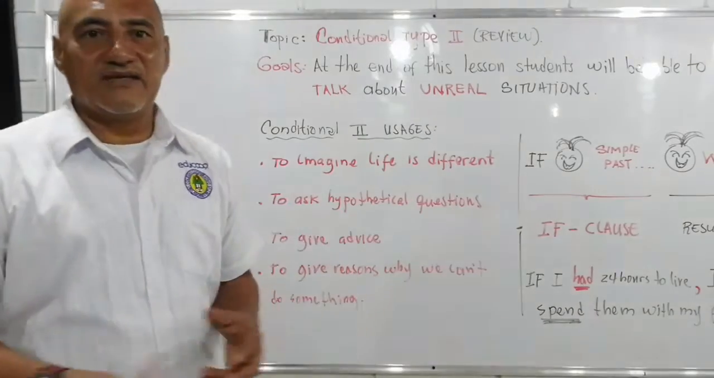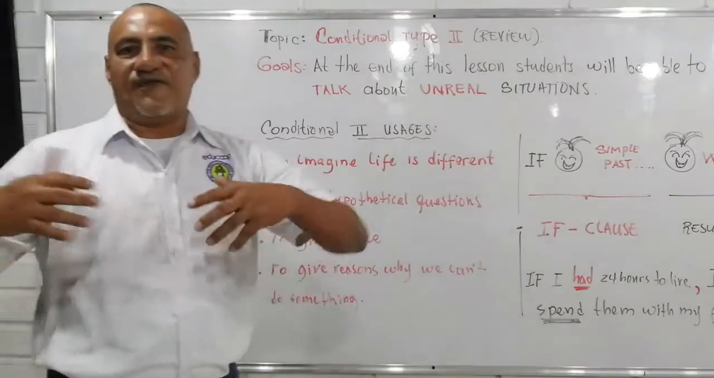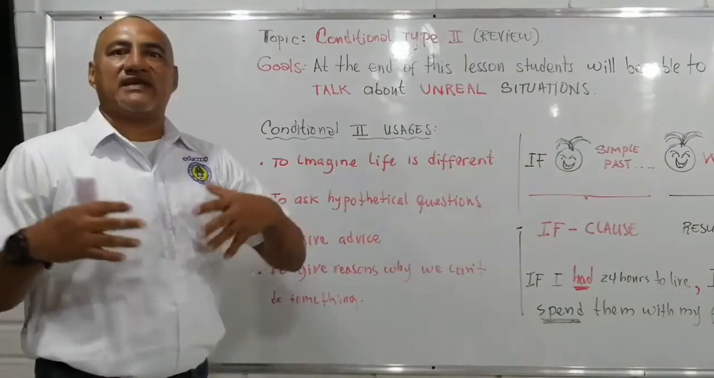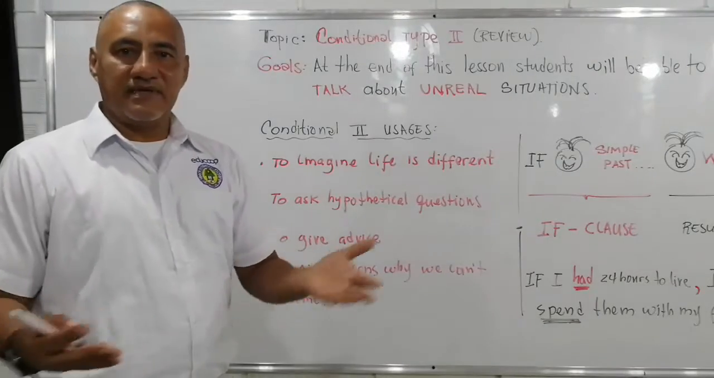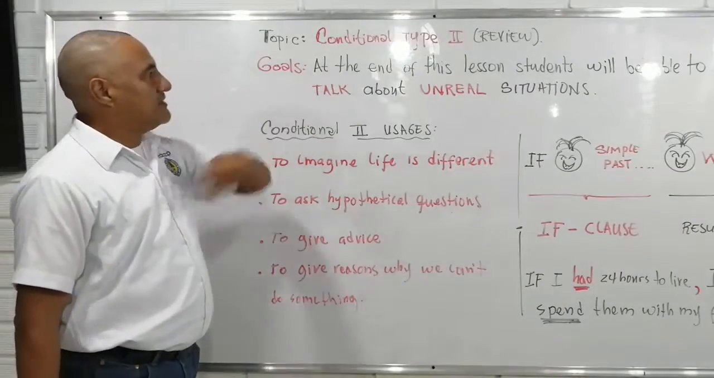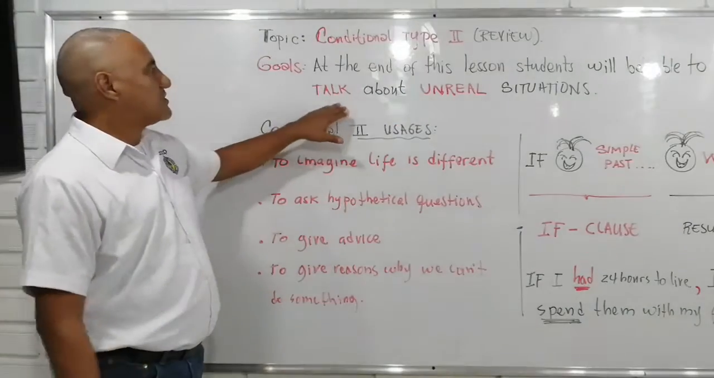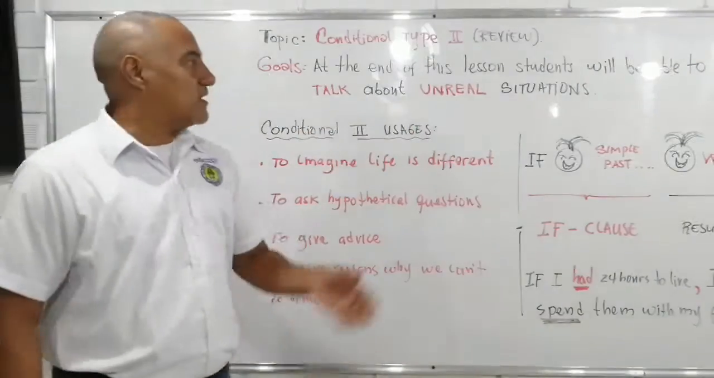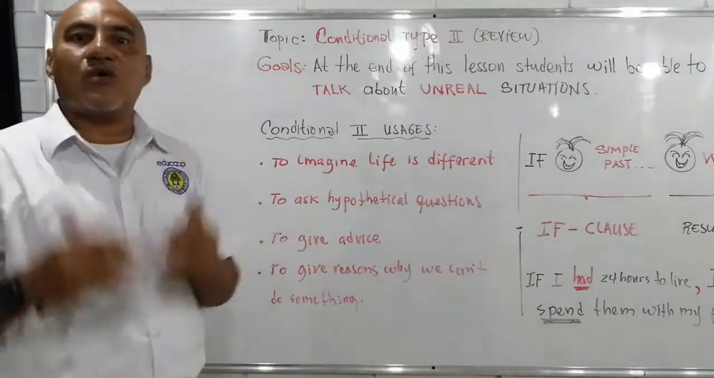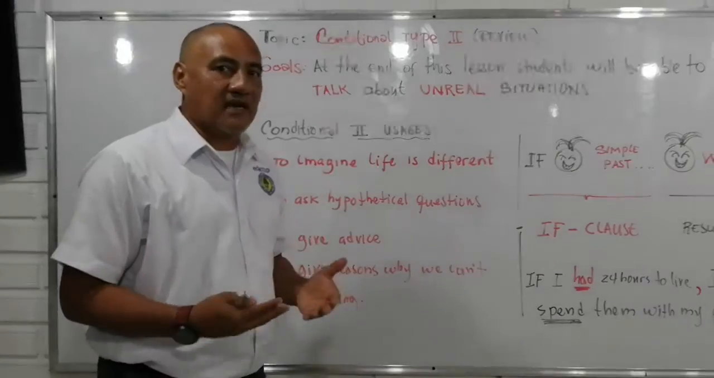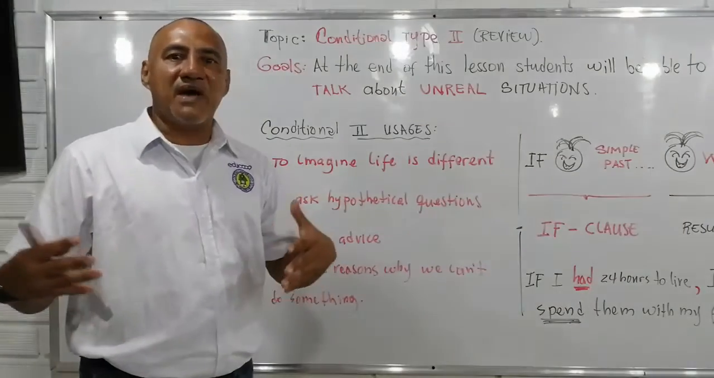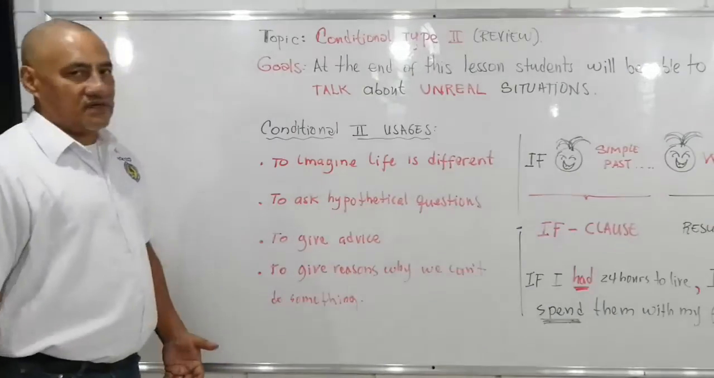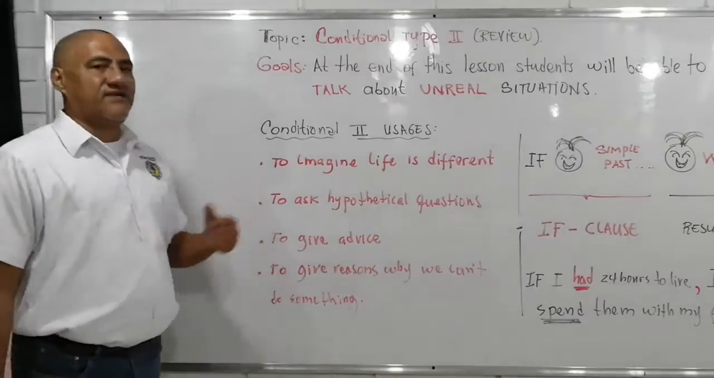Today's video lesson is a final review of the conditional type 2. Remember the goal that I set up in the previous lesson: at the end of this lesson, you will be able to talk about unreal situations. Remember that the conditional type 2 is to talk about things that are in our minds, are hypothetical. They are not true, they are imaginary. Today I will give you some other uses of it.